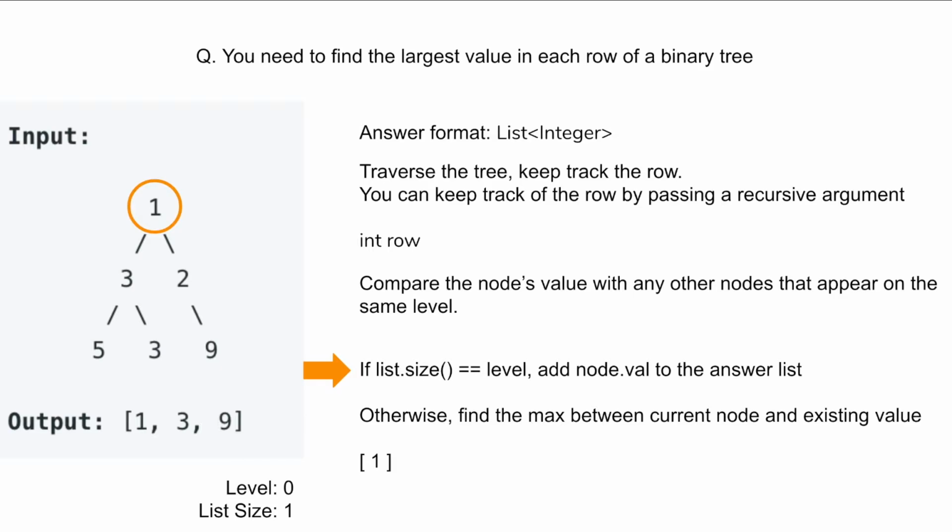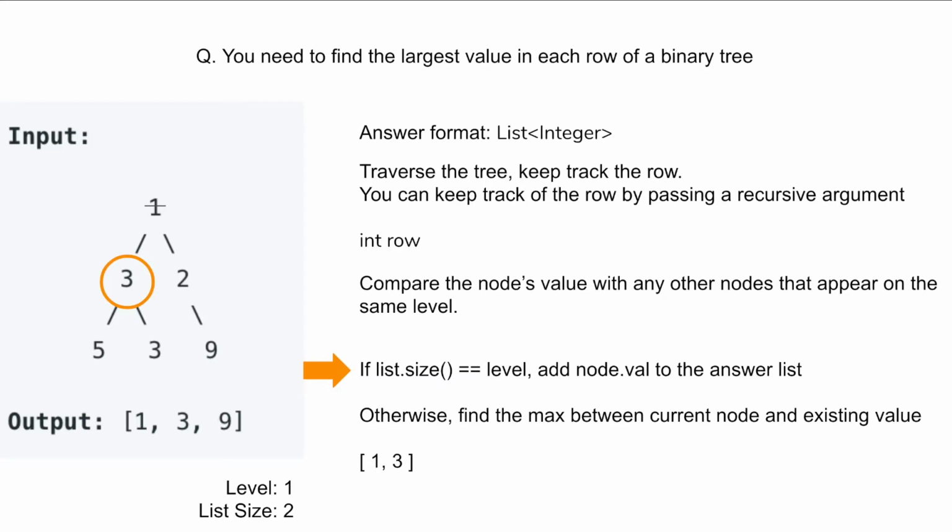So now what we can do is we can traverse down, and we're going to hit 3. Now, at 3, the list size is still 1, because we've only added one value, and the level is 1, because we start at 0 and we go down to 1. So now the list size is equal to the level. Saying that the list size is equal to the level is just a fancy way of saying, is this the first time we encounter a value at this level? So in the case of 3, yeah, it's the first time. So we're going to go ahead and add 3 to our list.